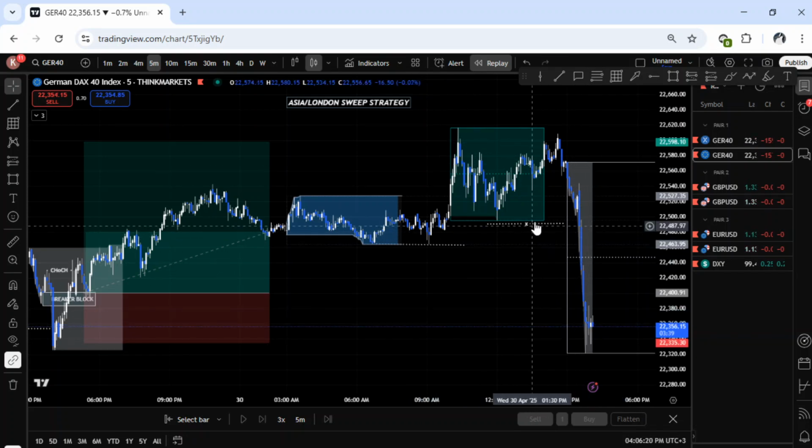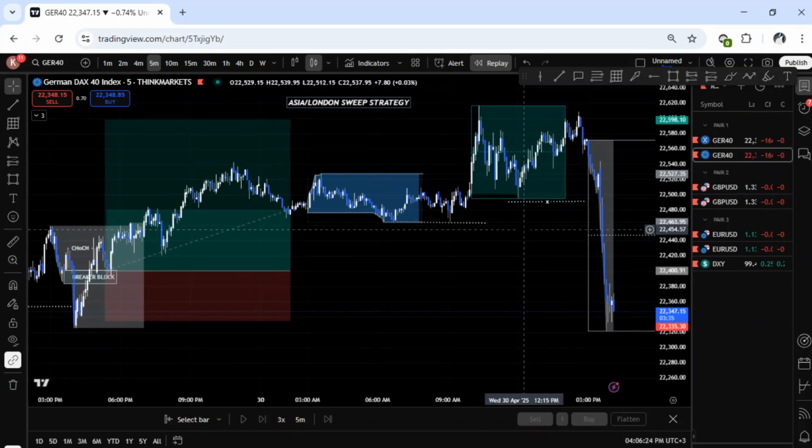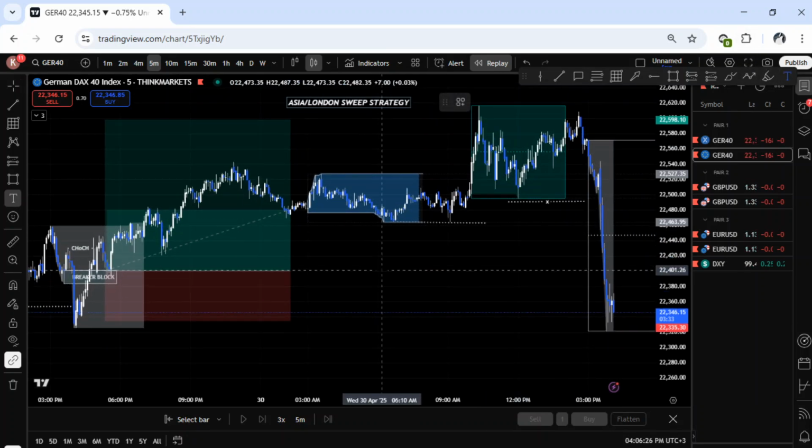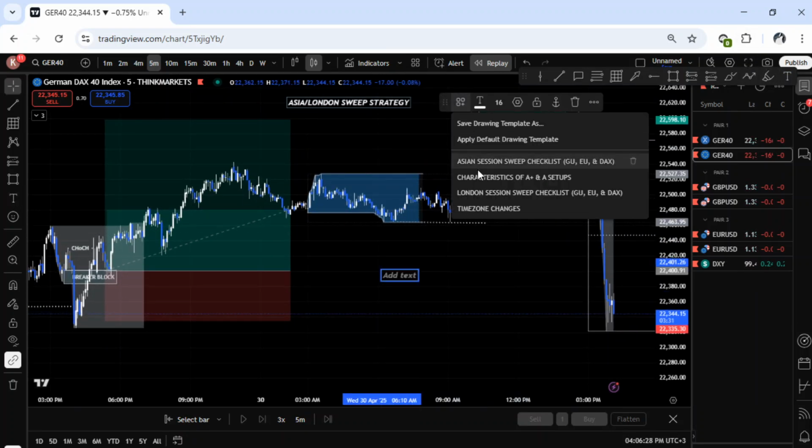This one is invalidated. If you want the reason why I invalidated this trade some few minutes ago, it is because I have a clear checklist here, which is for the Asian session sweep checklist. Check the previous video that I uploaded. It has already explained this in detail. Then I also have the London session sweep. If you have a session sweep in London, there is what you need to do, same as in Asia. Those are the only two sessions you can trade.